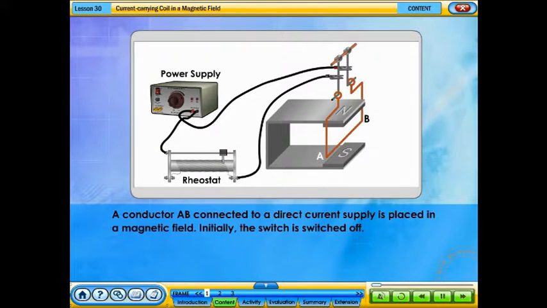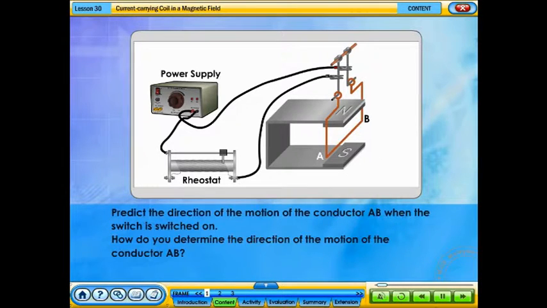A conductor AB connected to a direct current supply is placed in a magnetic field. Initially, the switch is switched off. Predict the direction of the motion of the conductor AB when the switch is switched on. How do you determine the direction of the motion of the conductor AB? Click on the switch to check your answer.